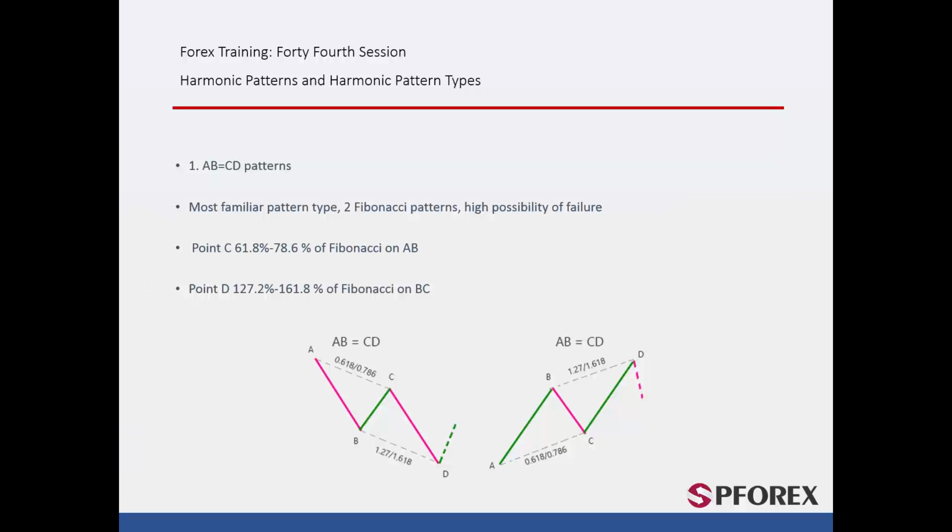Another Fibonacci should be drawn from B to C. The trend must proceed to an area between 127.2% and 161.8% of the second Fibonacci. It is possible for the trend to reverse its direction again from the point D. A trader can place an order agreeing with the trend direction from the point D. This pattern has bullish and bearish types, and the failure probability of this pattern is high.